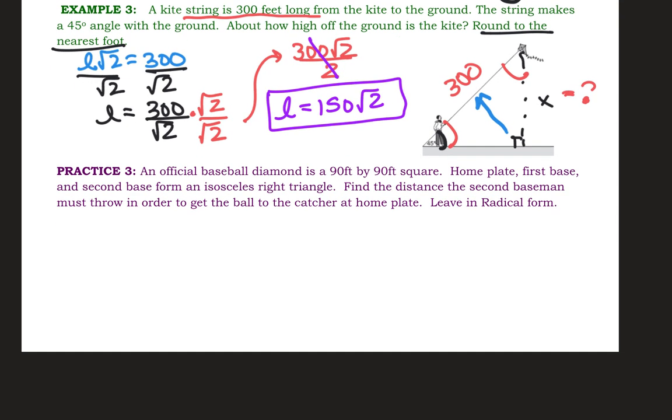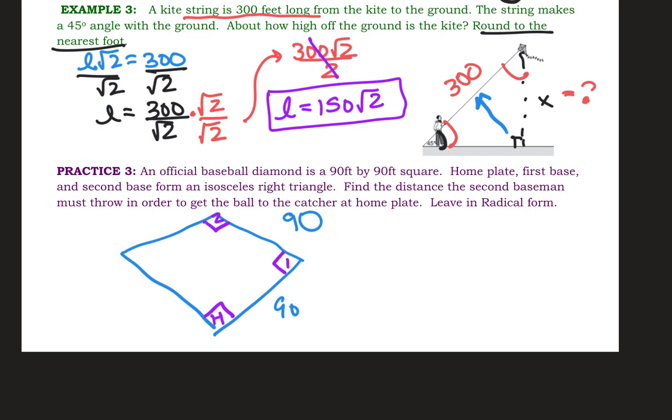All right. The next one's talking about an official baseball diamond. Some of us may not watch baseball, so let me go ahead and help you draw this real quick. The official baseball diamond is a 90 by 90 square. And I know that doesn't look like a square. I apologize. You have home plate. You have first base, second base, and you have third base. All right, I'm going to give you guys a moment to try practice 3.